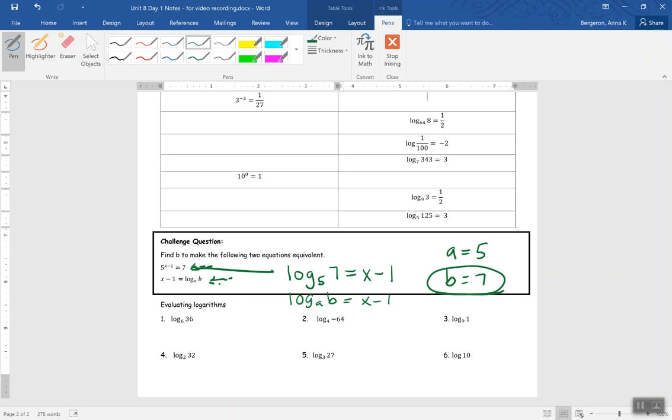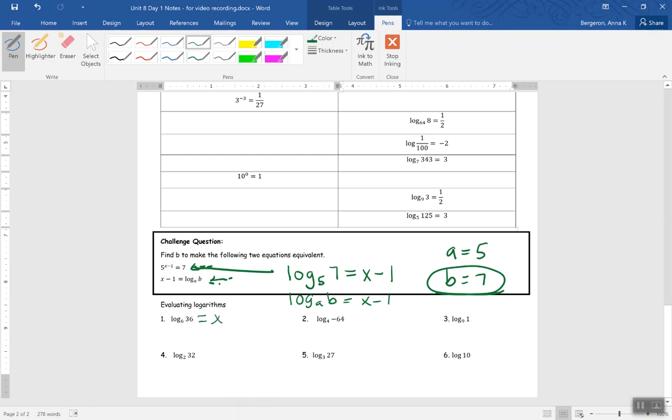Then the next thing we're going to move on to is evaluating logs. If I'm looking at this first example here, I want to know what this log equals. What is the value of this log? There's a value here that I'm trying to find. In order to do that, I make the value x first so that I can figure out what that value needs to be.